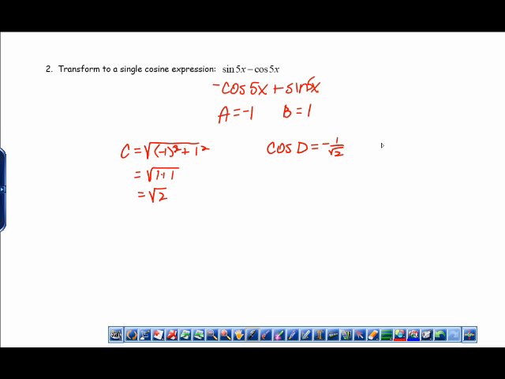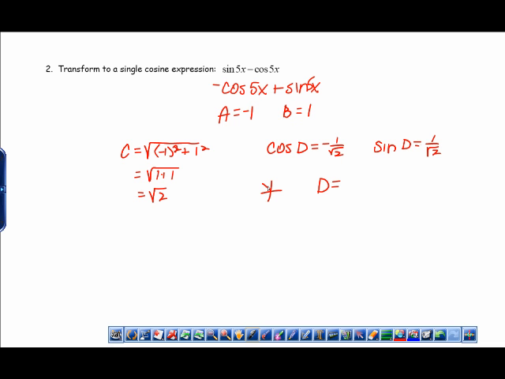All right. I also know that sine of d, I'm looking at the top of the paper, is b over c, 1 over root 2. Okay, so if cosine is negative and sine is positive, what quadrant does that put you in? It puts you in the second quadrant. So know that your d value is in the second quadrant.